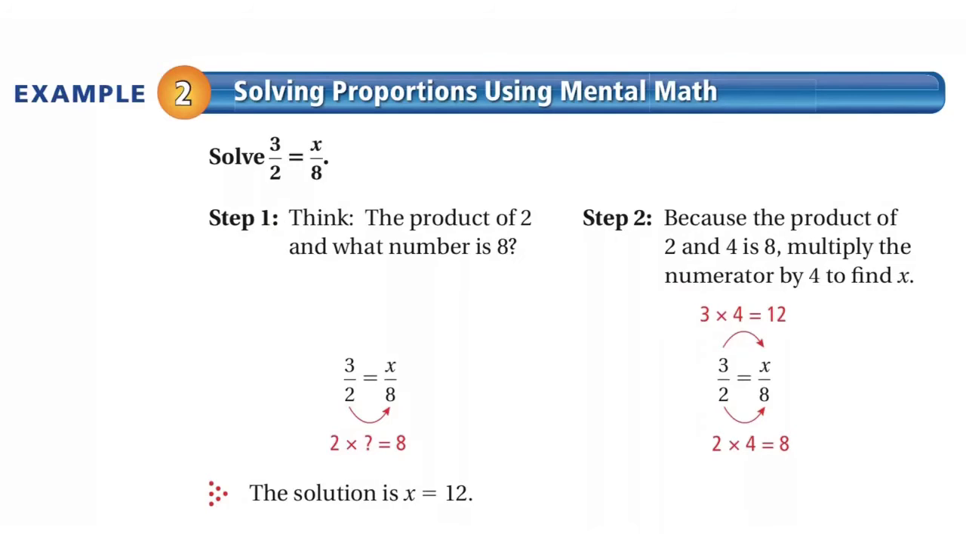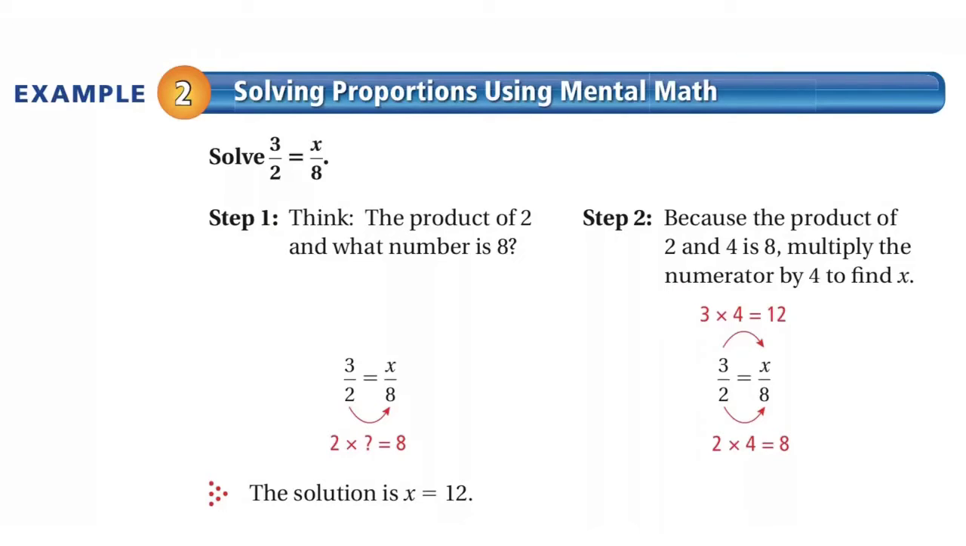In example 2, solving proportions using mental math, we just have 3 over 2 equals X over 8. Well, this is pretty easy. You look at the bottom and you go, well, how did I go from 2 to 8? You multiplied by 4, of course. So then you multiply the top by 4.